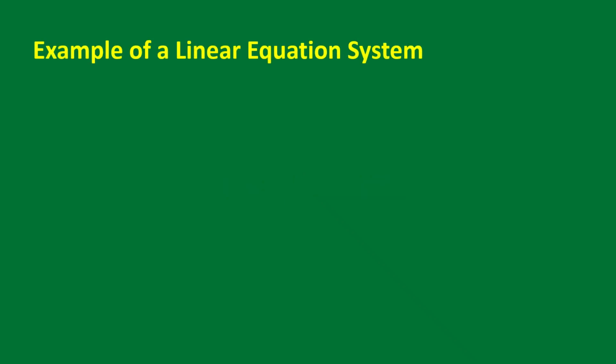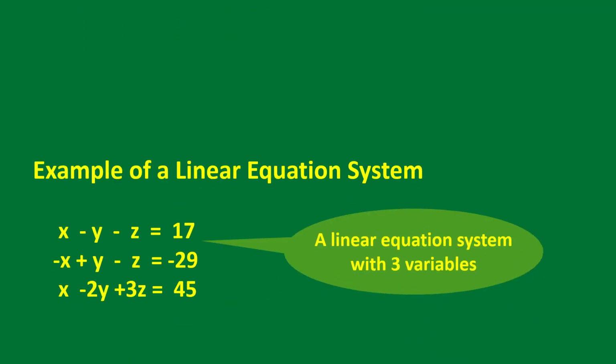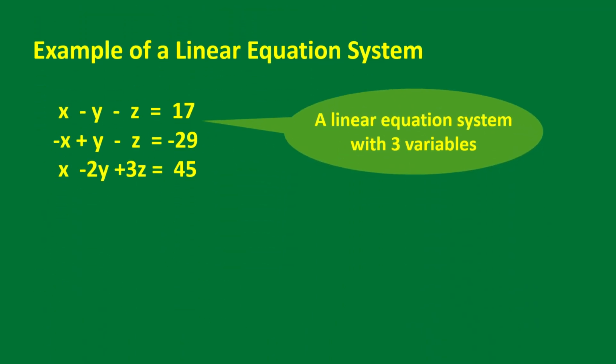Let's have an example of a linear equation system consisting of three equations with three variables. Suppose that we have this kind of linear equation system. In algebra, we can solve this kind of linear equation system with three equations and three variables using the elimination and substitution method.